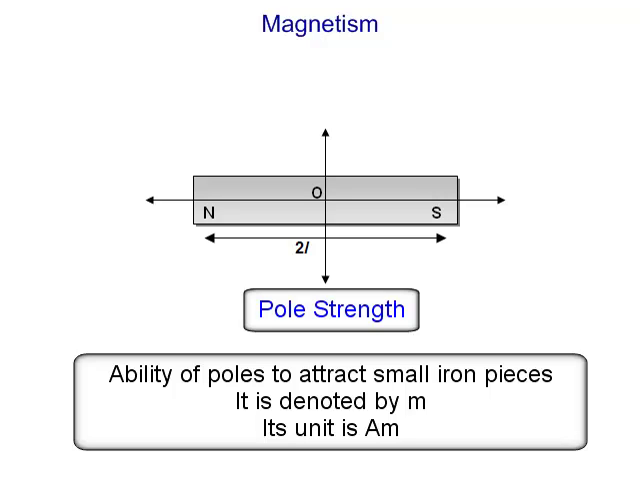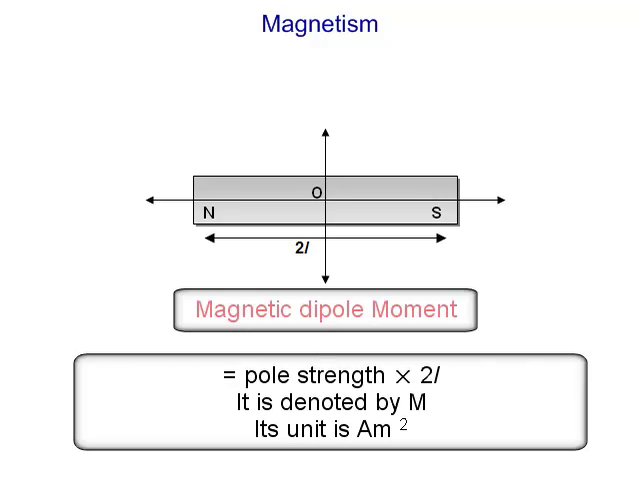Magnetic poles have a certain ability to attract iron things towards them. That ability is called pole strength. It is denoted by small m and it is measured in ampere meter. The product of the pole strength and the magnetic length is called magnetic dipole moment, and it is denoted by capital M. Its unit is ampere meter square.